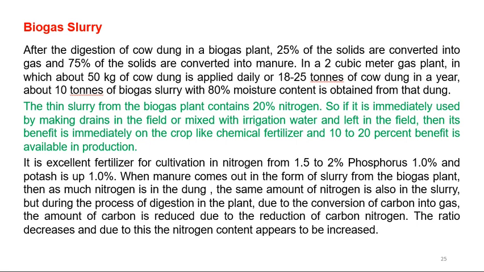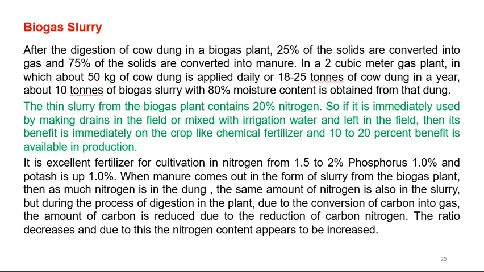The thin slurry from the biogas plant contains 20% of nitrogen. So if it is immediately used by making drains in the field or mixed with irrigation water and left in the field, then its benefit is immediately on the crop, like chemical fertilizer. And 10 to 20% benefit is available in production.